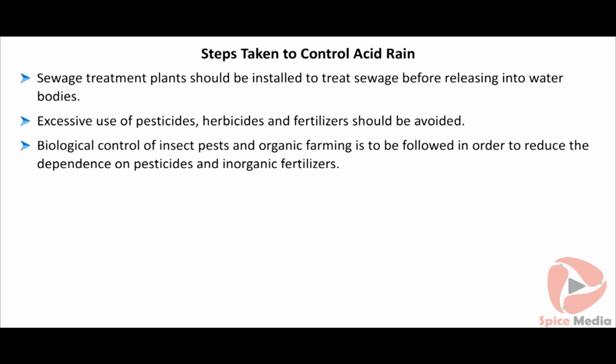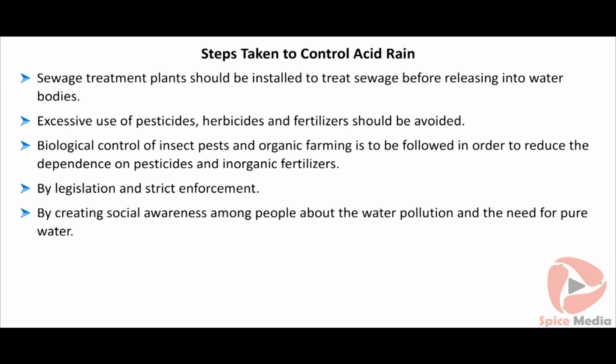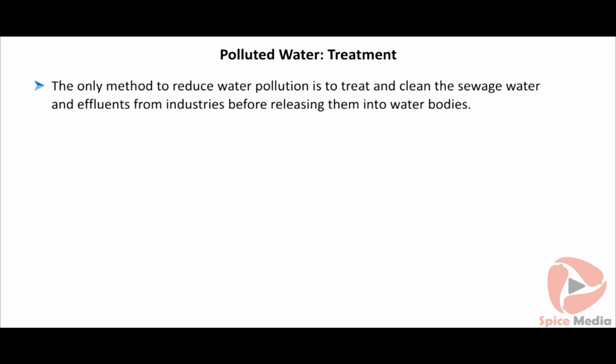and inorganic fertilizers. By legislation and strict enforcement. By creating social awareness among people about the water pollution and the need for pure water. Polluted water treatment. The only method to reduce water pollution is to treat and clean the sewage water and effluents from industries before releasing them into water bodies.